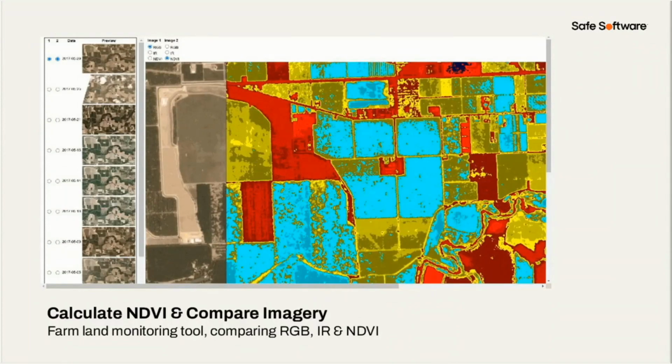NDVI is a simple way to measure the health and density of vegetation using satellite or aerial imagery. This is a great tool that can highlight just how healthy a farmer's crops may be when selecting the NDVI option, or it's a great way to detect deforestation when selecting the infrared option. This tool will be shared for everyone watching, so be sure to play around with it and use it for yourself.